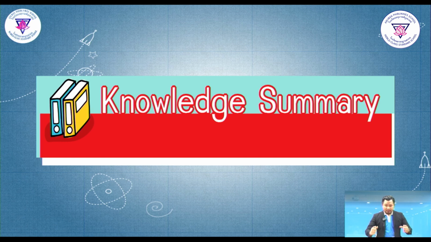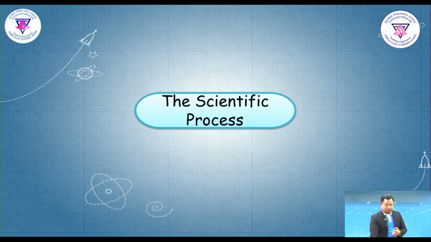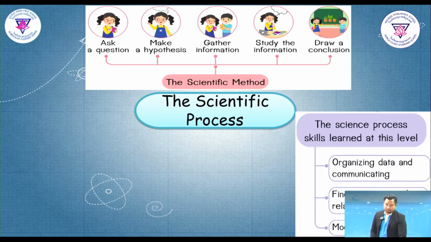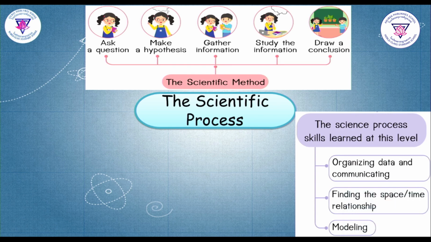Knowledge summary. This is the conclusion of all 3: scientific method, science process skills, and scientific mind. In the scientific method, we have 5 steps: ask a question, make a hypothesis, gather information, study the information, and draw a conclusion. Second, the science process skills learned at this level: organizing data and communicating, finding the space-time relationship, and the last one, modeling.